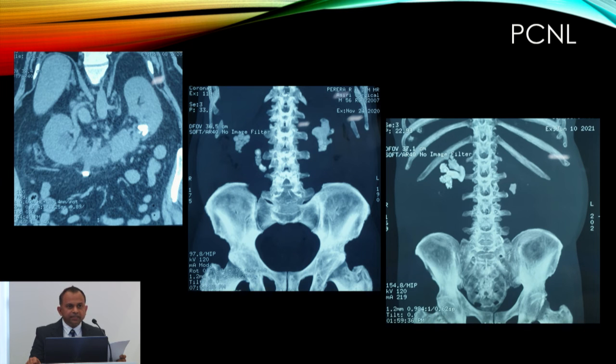The first image is of a horseshoe kidney. The second shows bilateral staghorn stones with right upper ureteric stones. The third image shows right side complete staghorn and left side recurrent renal stone with PUJ obstruction, and this patient had previous open surgery and you can see the lax abdominal muscles.